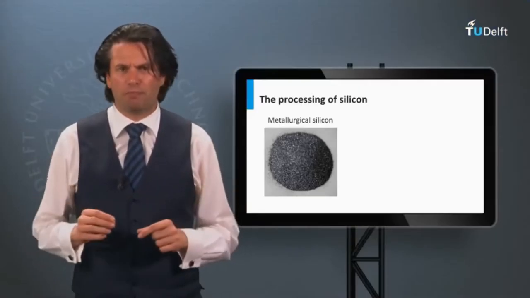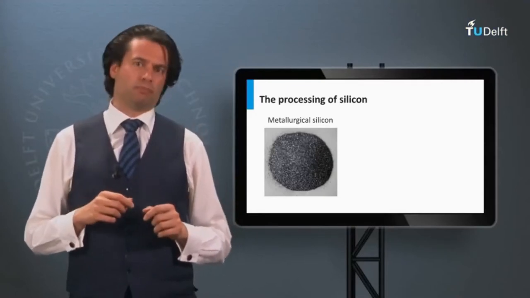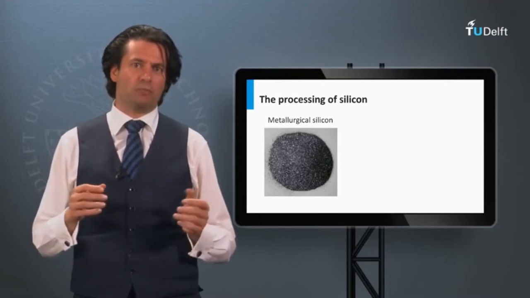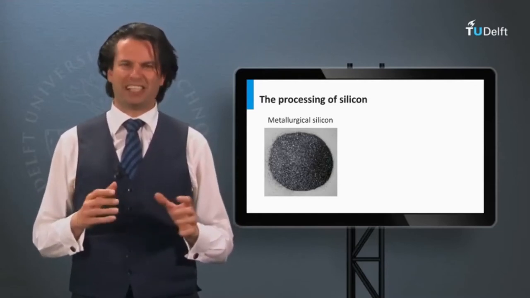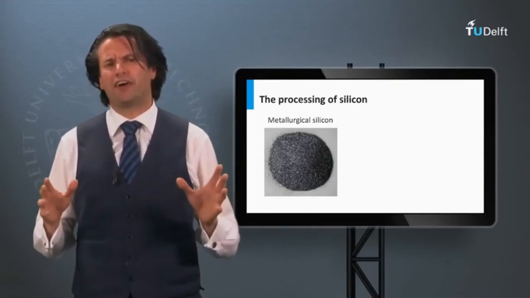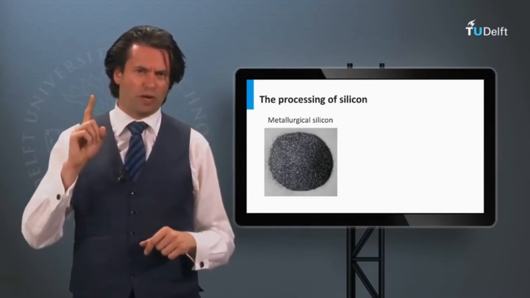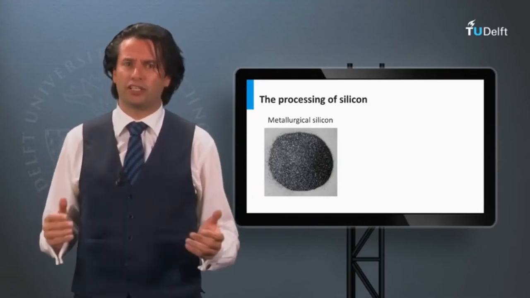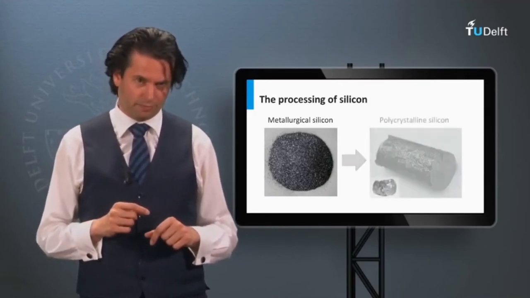70% of the worldwide produced metallurgical silicon is used in the aluminum casting industry to make aluminum silicon alloy parts, which are used in automotive engine blocks. The other 30% is being used to make a variety of chemical products like silicones. Only around 1% of the metallurgical silicon is used to make electronic grade silicon.